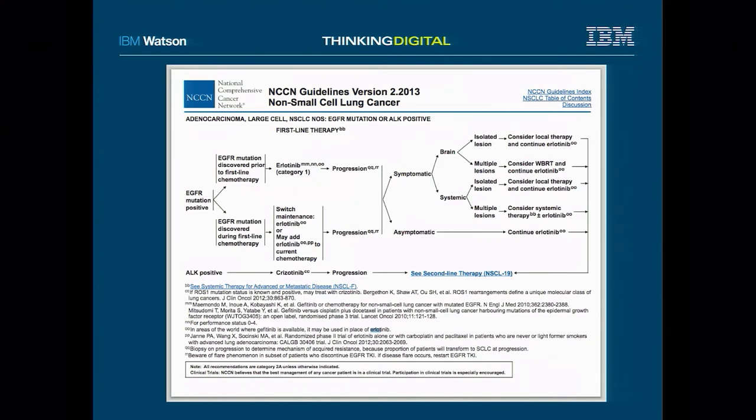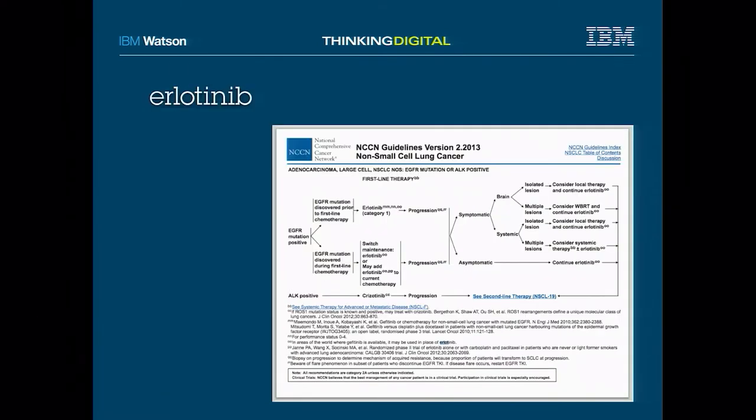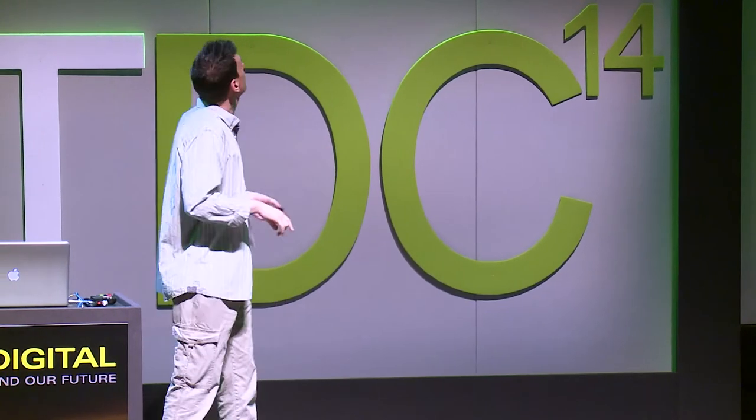So we go to the guidelines, and they say that if you have a non-small cell lung cancer, and if it's a tumor with an EGFR mutation, then you should consider a therapy called erlotinib. Erlotinib. I'm almost certainly mispronouncing that. But the point is, this is the recommended treatment. This is what most doctors would do.